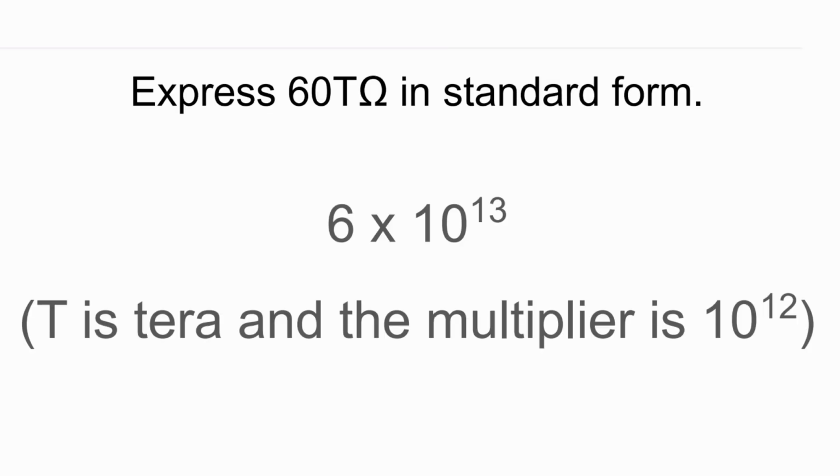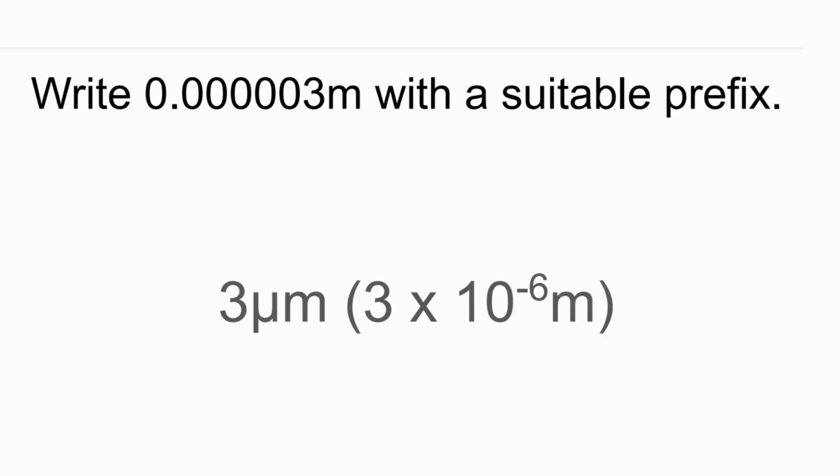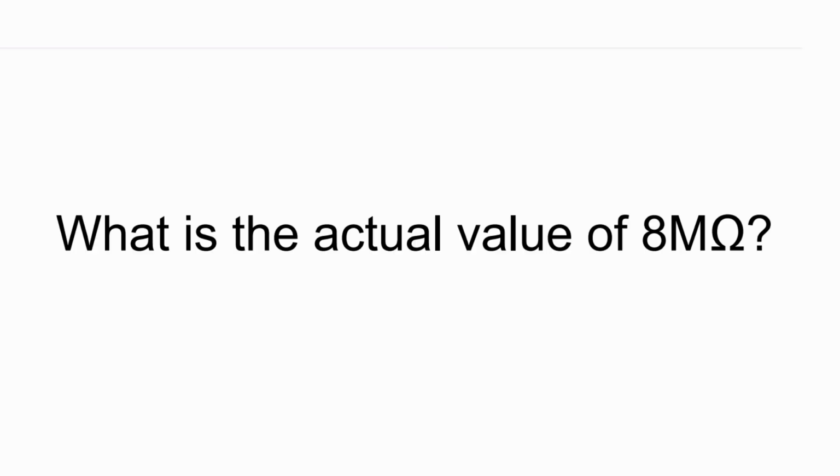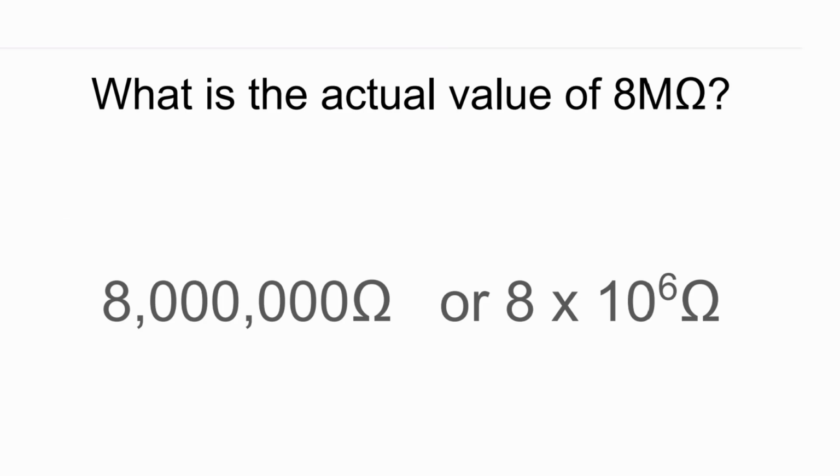Express 60 tera ohms in standard form. Tera has a power of 10 raised to 12, so it becomes 6 times 10 raised to 13 ohms. Write 0.000003 meter with a suitable prefix. I move the decimal to 10 raised to power negative 6, which is micrometer, so 3 micrometer. What is the actual value of 8 mega ohms? Mega has the power of 10 raised to power positive 6. It means you can say 8 multiplied by 10 raised to power 6 ohms.